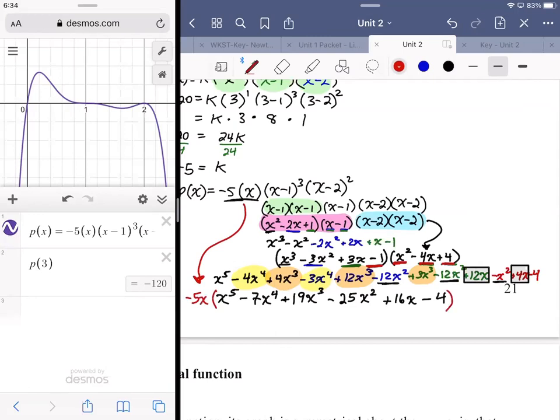So that's good news. Right? So we're looking at negative 5x to the 6th plus 35x to the 5th minus 95x to the 4th plus 125x squared minus 80x. Oh, sorry, I lost my powers. This would be a power of 3. So negative 5x times the negative 25x squared becomes 125x to the third, and minus 80x squared, and then finally plus 20x.